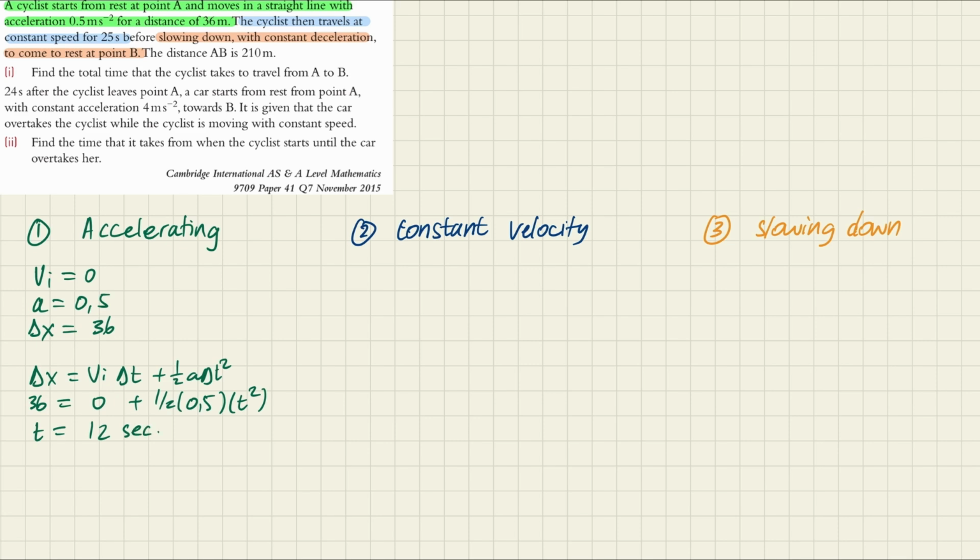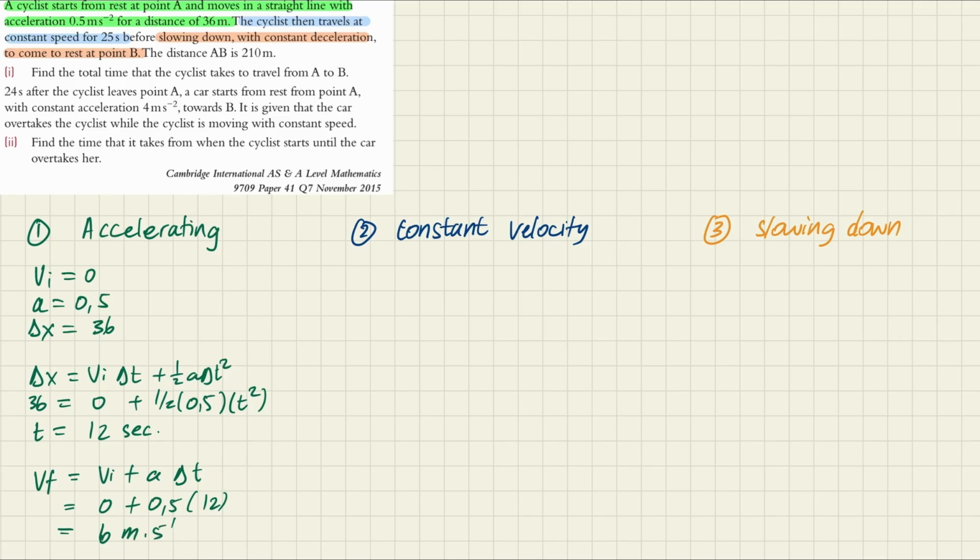Now while we're at it, we might as well calculate the final velocity, because the final velocity for the green section is going to be the velocity for the blue section. So we can use the formula Vf is equal to Vi plus a delta t. Vi is 0, a is 0.5, and delta t is 12. So that gives us a final velocity of 6 meters per second.